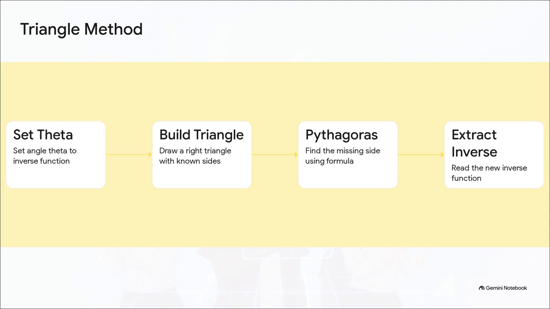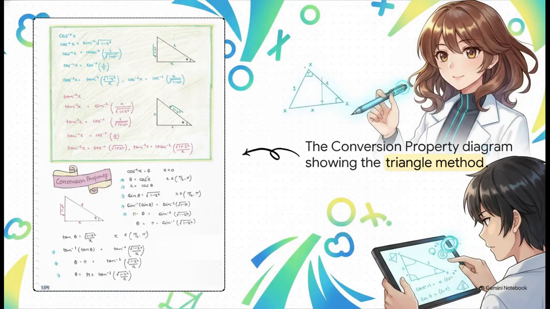You don't. Actually, scratch that, you really shouldn't. You just need to follow a few simple logical steps to build a right triangle. Just set an angle, let's call it theta, equal to your initial inverse function. Map the given variable to the sides of a triangle, use good old Pythagoras to find the missing side, and boom, you can just read any other inverse function right off the geometry. Let's see this in action.